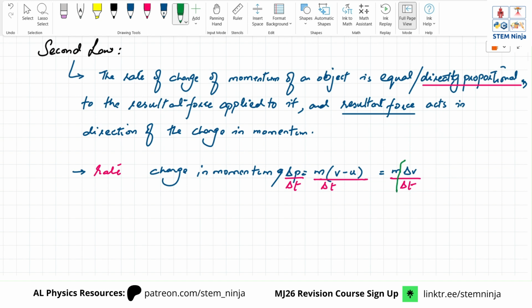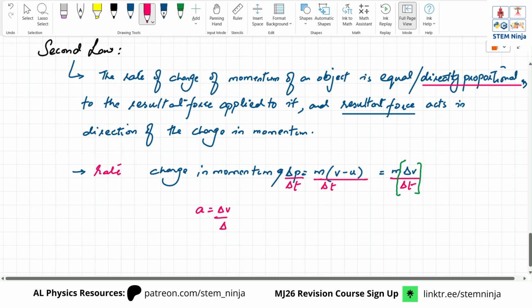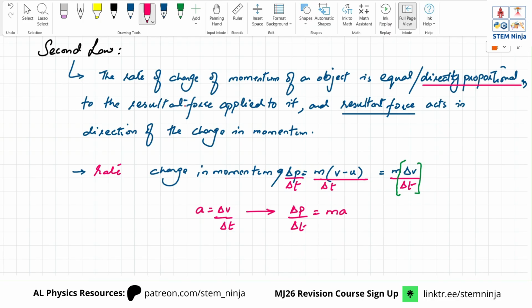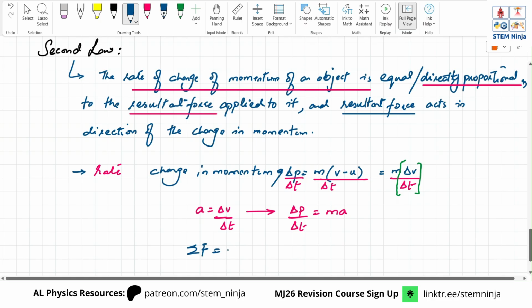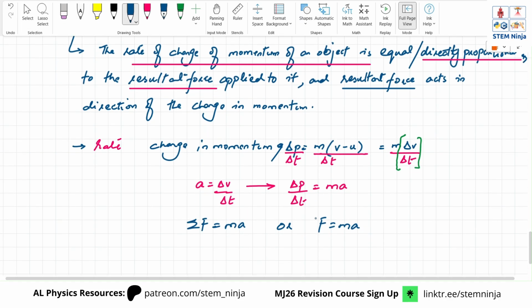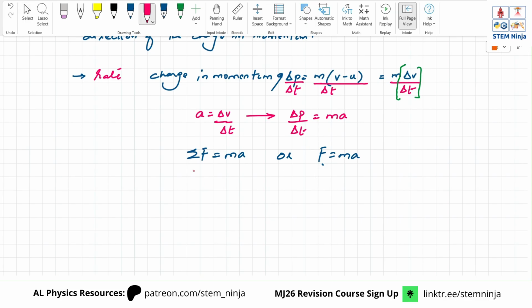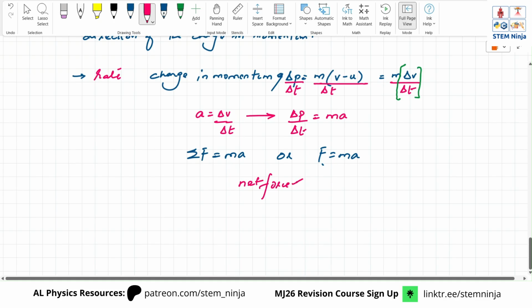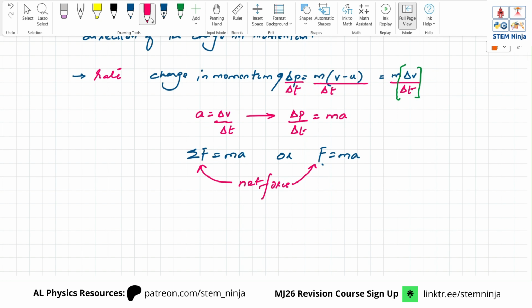So if you notice this particular part over here, the delta v over delta t is your acceleration. So the rate of change of momentum is your mass times acceleration. And according to Newton's law statement, the rate of change of momentum of an object is equal to the resultant force. So basically, your resultant force is ma. Or you can also write it as F is equal to ma, but you have to remember that this is your net force, not just any force. So this is net force or resultant force, whichever way you want to write.